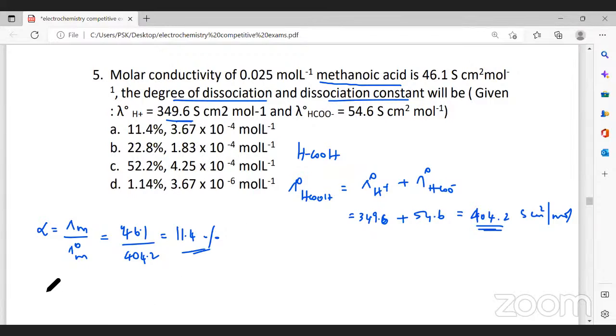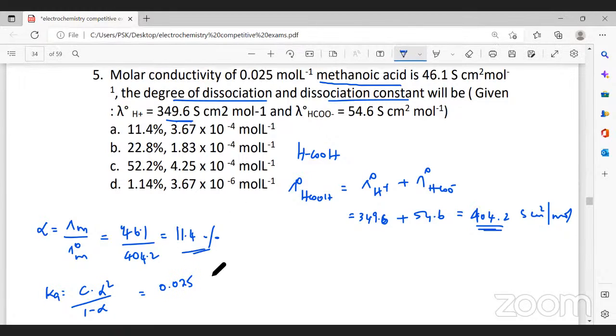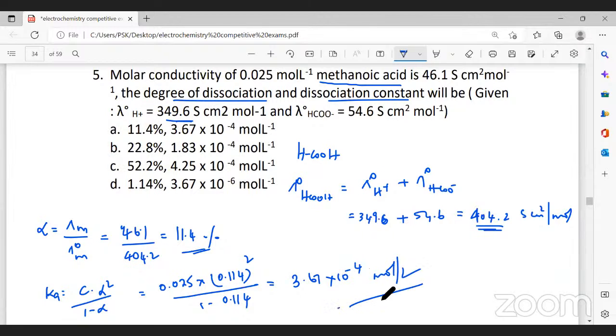But the second part of the question they've also asked, Ka is equal to, what is Ka? C into alpha square divided by 1 minus alpha. C is 0.025, they've given the concentration, into alpha is 0.114 the whole square. Here we have taken it in percentage, but actually the value is 0.114, divided by 1 minus 0.114. On simplification, we will get 3.67 into 10 to the power minus 4 mole per liter. So therefore, the answer for this question is option A.